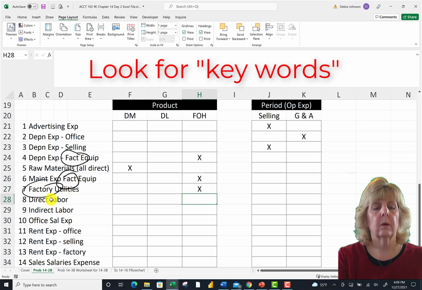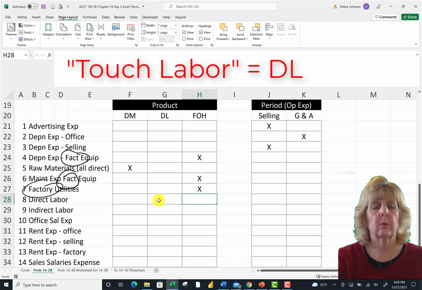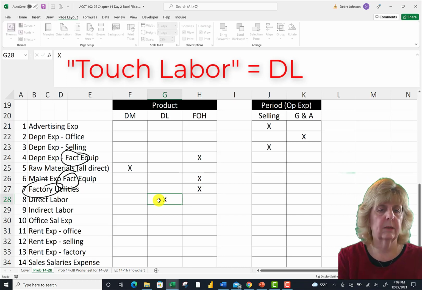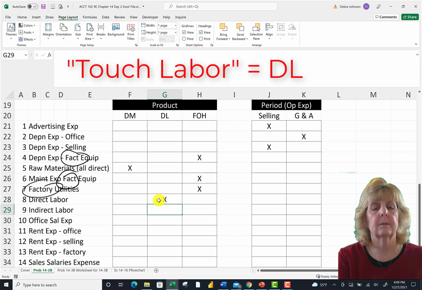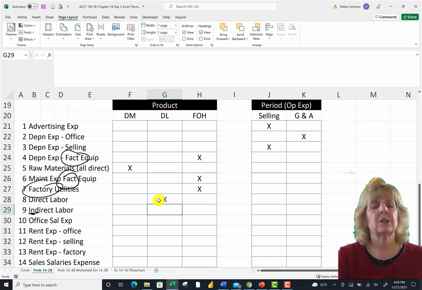Direct labor. That would be the assembly labor or the touch labor or the dirty hands labor. That is in a category by itself. That is exactly what direct labor is. Indirect labor, that little prefix IN means not direct. So this would be occurring in the factory.